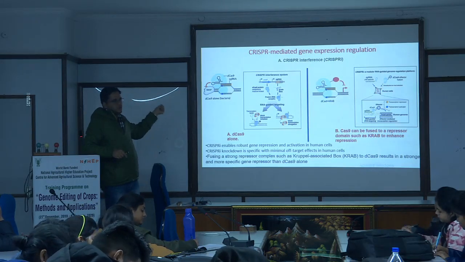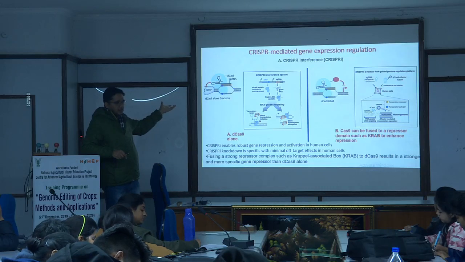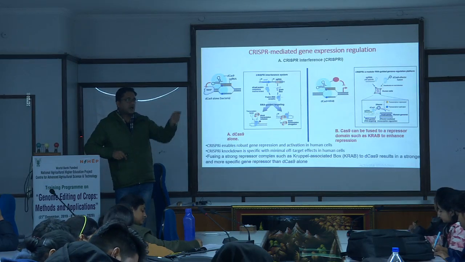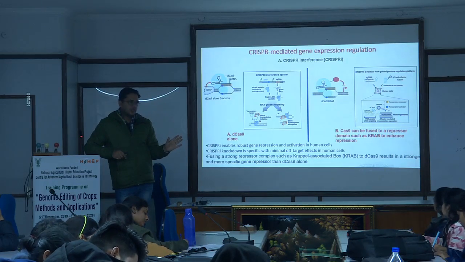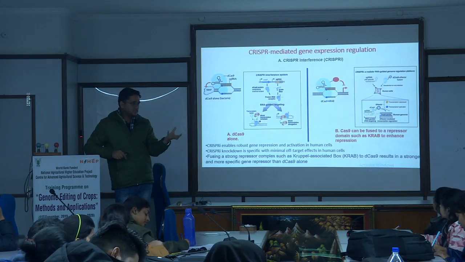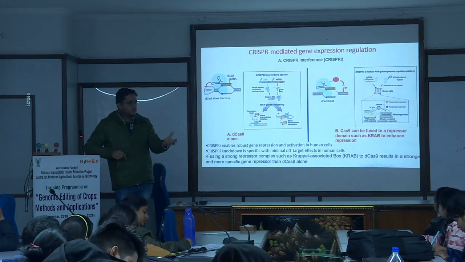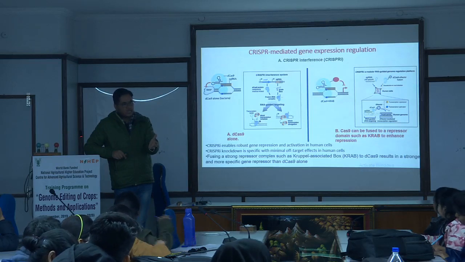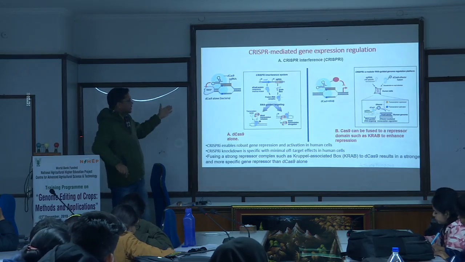You need only a Cas9. You need a gRNA. Suppose you target a gRNA to your RNA polymerase binding site. Okay, so what will happen? Because of the hindrance in binding, your polymerase won't bind there. So the gene won't be expressed. Okay, so this is your CRISPR interference.